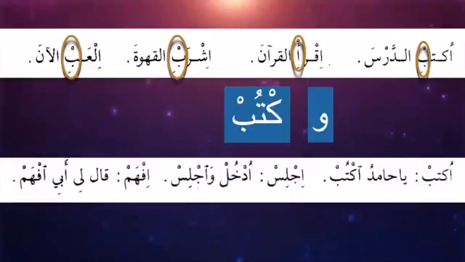For example, if you say, Uktub, Ya Hamiduktub. See, O Hamid, write. Because Hamzatul Wasl sound is not produced, there is assimilation of sounds. The two sounds are mixed, they join. Ya Hamiduktub. Ijlis, Udhul, Wajlis. So this is the assimilation of two sounds through Hamzatul Wasl.